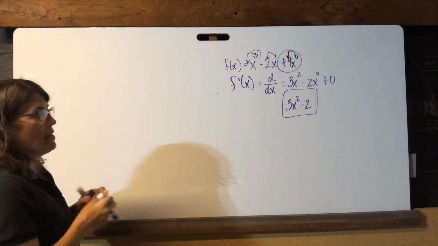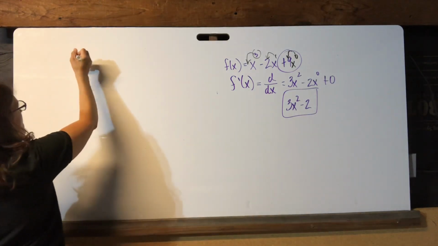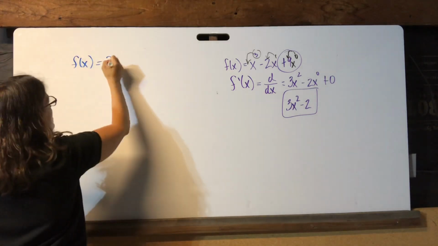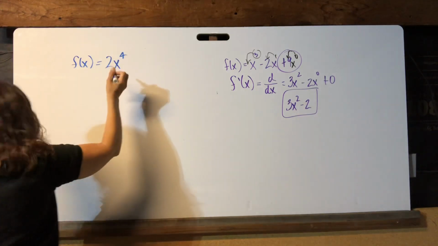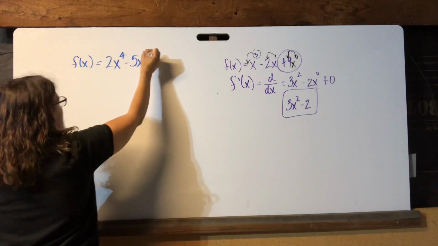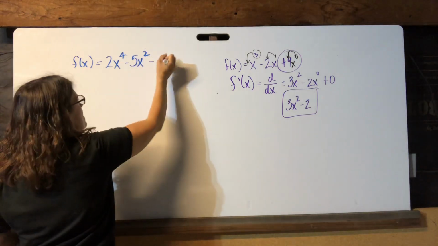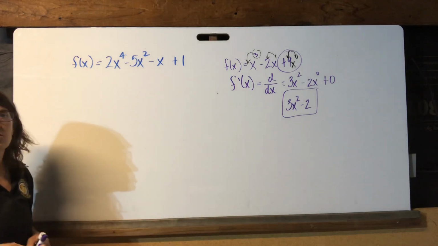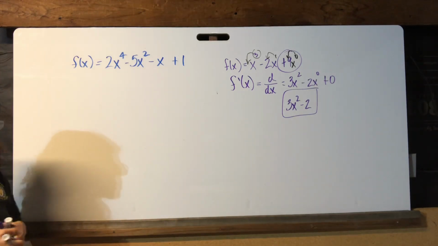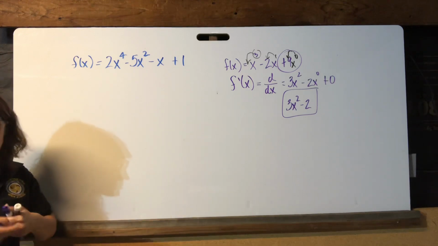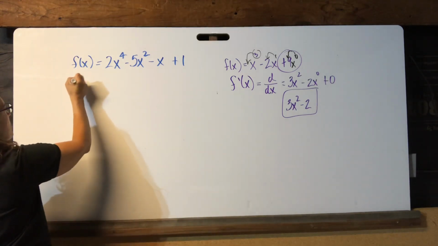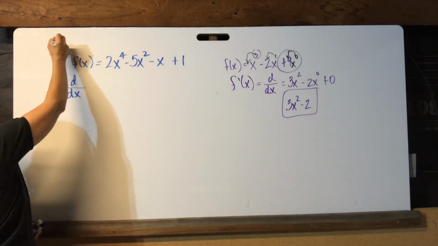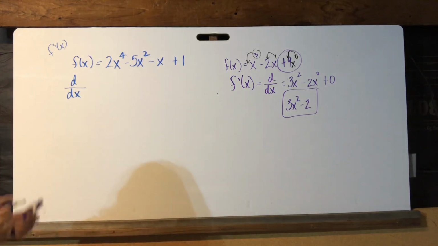Okay, let's do another one. Let's say that I give you that the function is 2x to the 4th minus 5x squared minus x plus 1. And I want you to find the derivative of this function. So I'm going to show a few more steps than I showed in the last problem. So the derivative of this function with respect to x, also known as f prime of x.